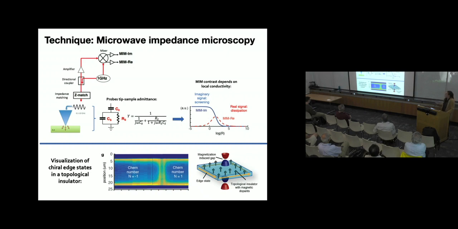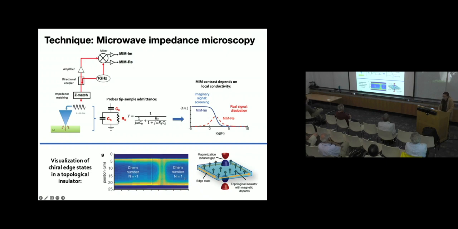So MIM characterizes the local electronic properties of a material by measuring the complex tip sample admittance, which can be given by this expression for this lumped element model. And the resulting response curves show a very dramatic dependence of the reflected microwave signal on the log of the resistivity of the sample, which we're plotting here.